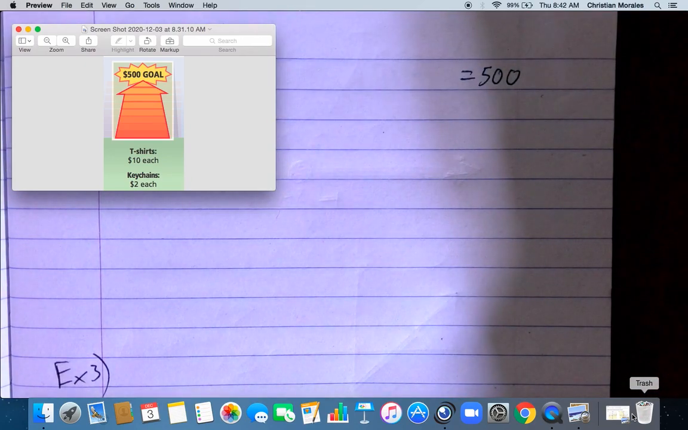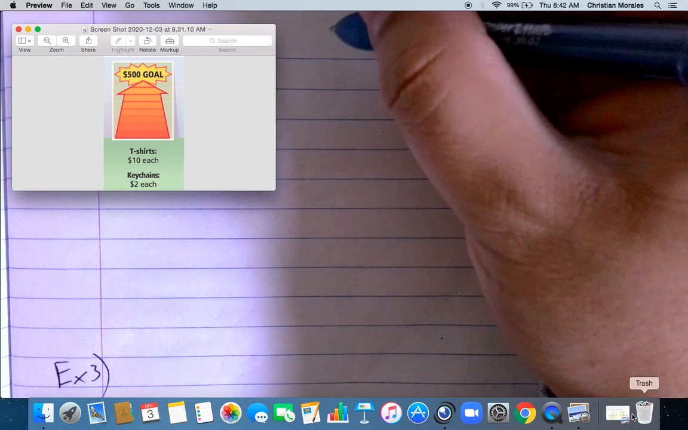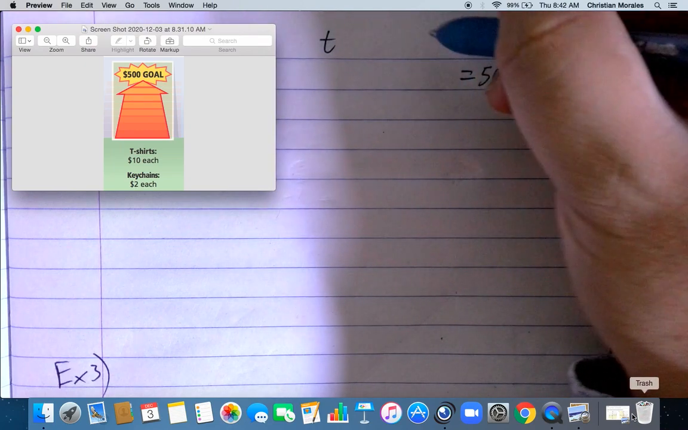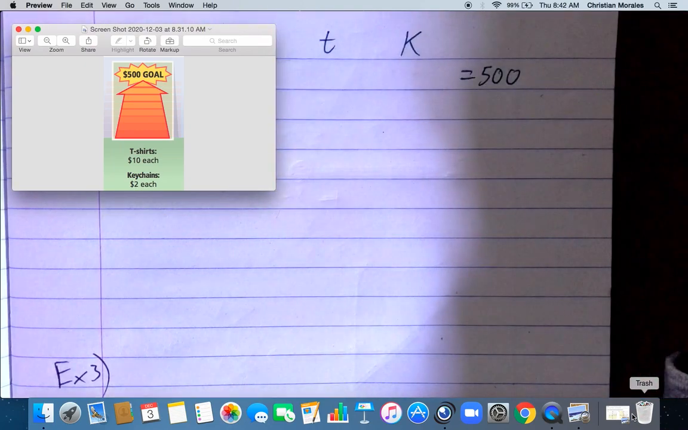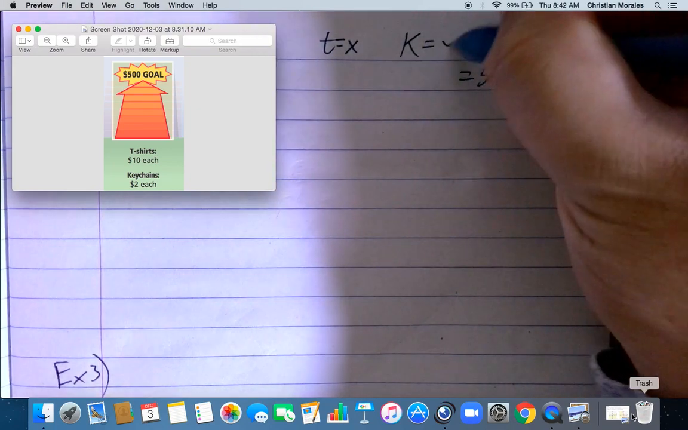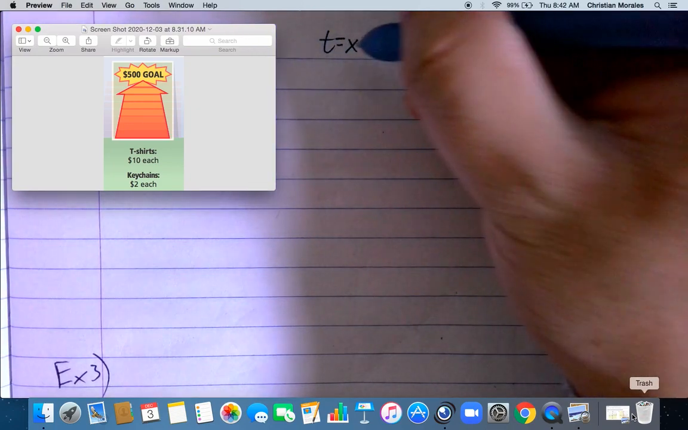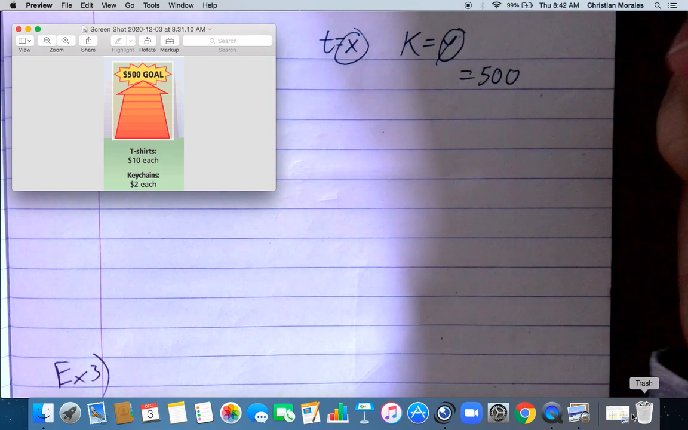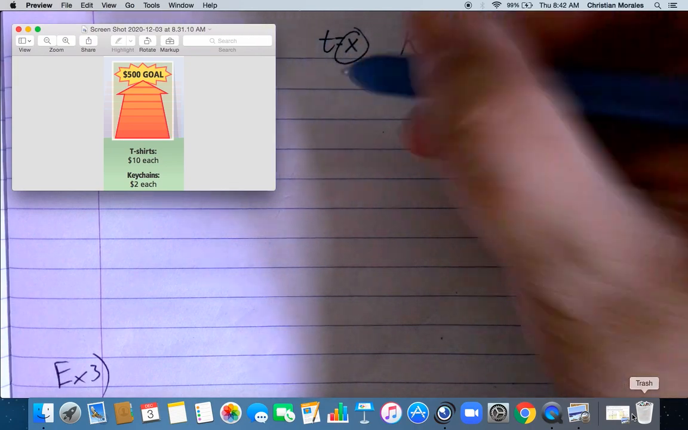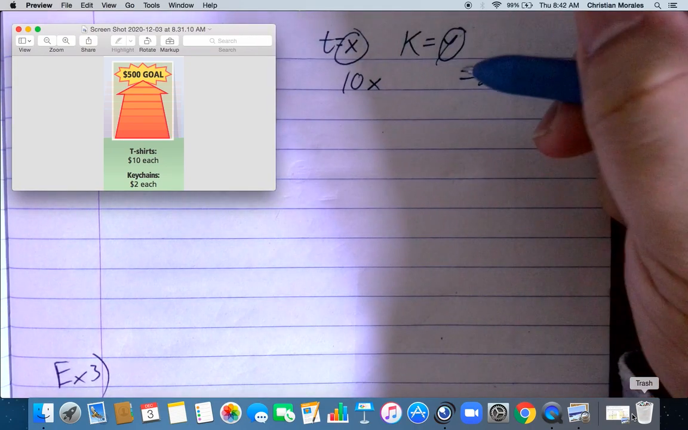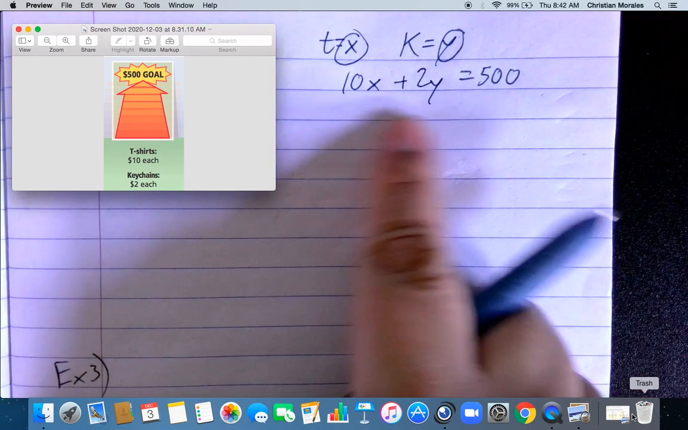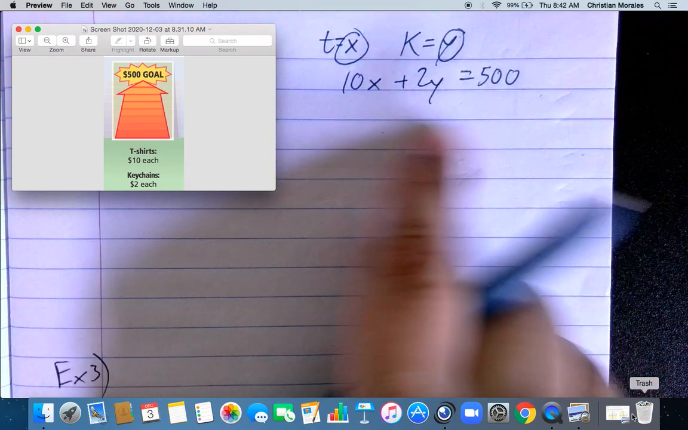What are the things that they're selling? They're selling t-shirts. So I could just use T and K, right? But because we're using linear inequalities, tell you what, I'm going to make t-shirts X and keychains Y. Okay? So t-shirts are X, keychains are Y. So how much are the t-shirts? Well, they're $10 each. So 10X. How much are the keychains? $2. 2Y.